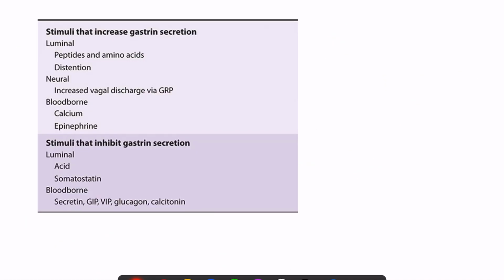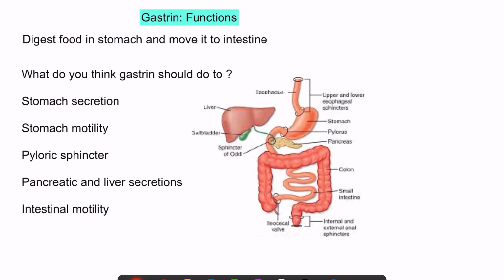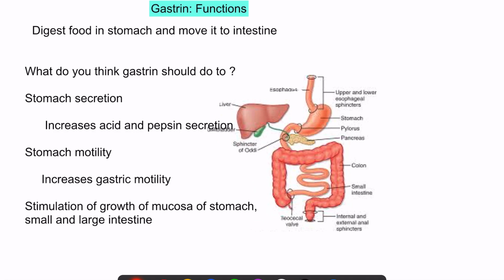So this is the table which is given in Ganong, enumerating the stimuli that increase gastrin secretion and stimuli that inhibit gastrin secretion. If you see, we have dealt with all of them, right? Moving on to what are the functions of gastrin. For remembering the functions of GI hormones, if you remember a simple dictum, you will be able to remember the function. So when we talk about gastrin, the main function is digest food in stomach and move it to intestine.